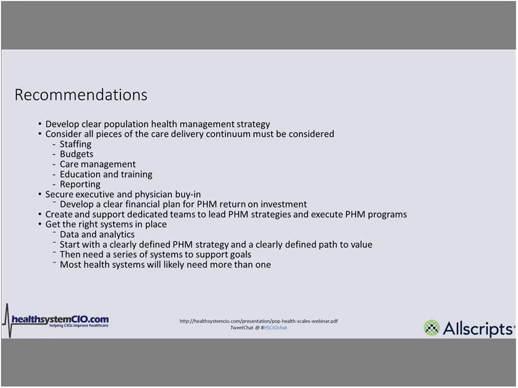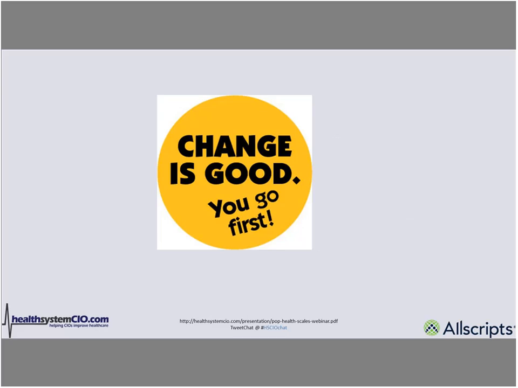Use the data analytics, get the right systems in place. Do you need 100 different pieces of software? No, but you probably need more than one. You probably need some good data analytics. You need some good CRM. You need access to good information that can process things like claims and EMR data. Start with a clearly defined strategy. Provide a series of system goals, and then most health systems will likely need more than one. So just continue down that path and building out that infrastructure.